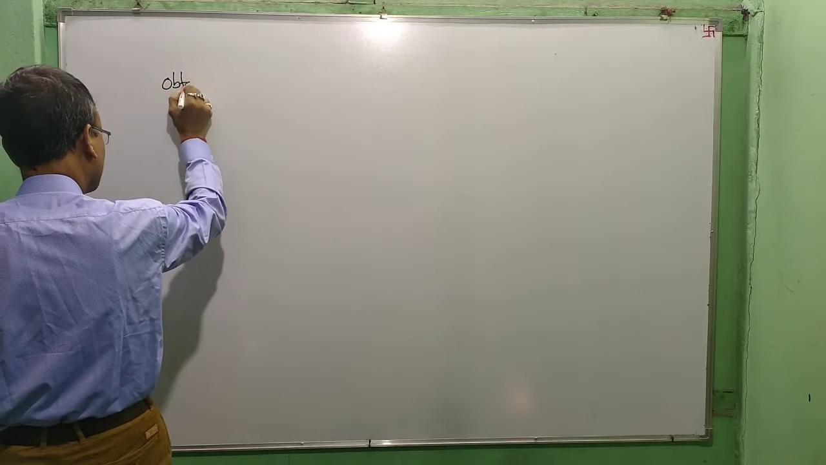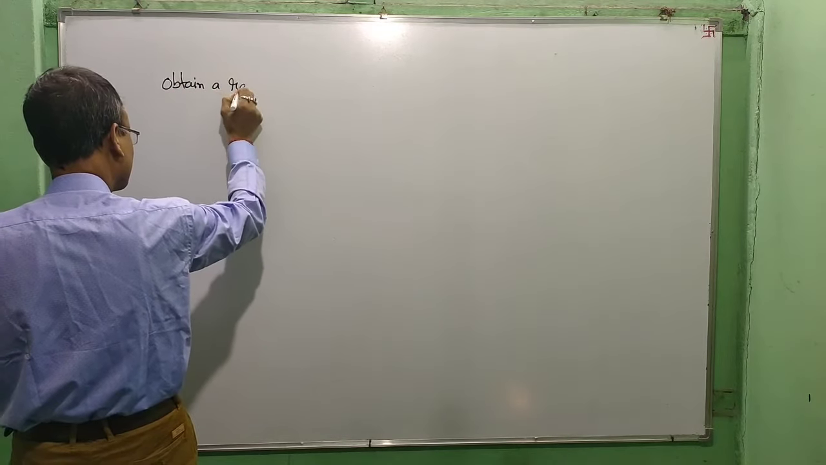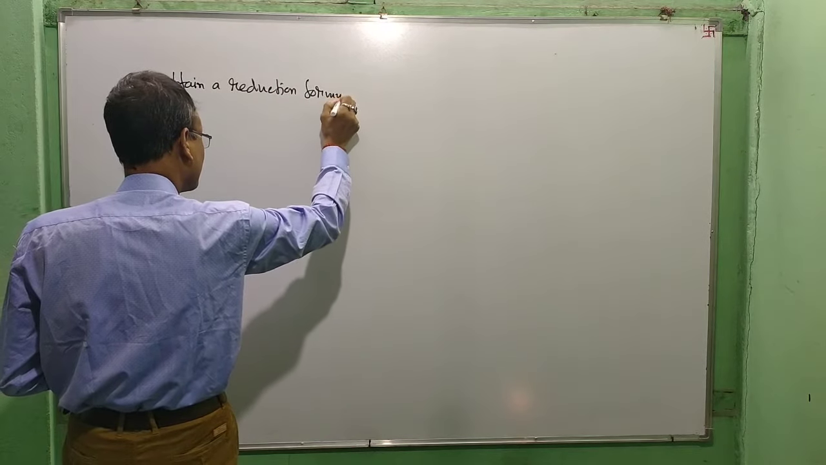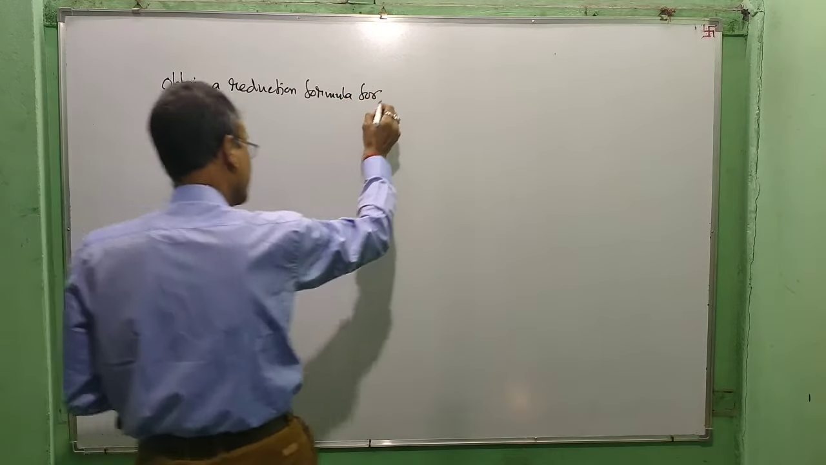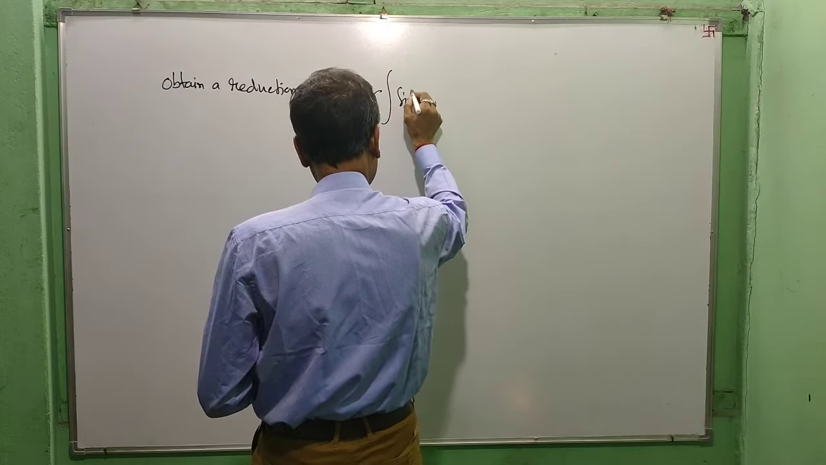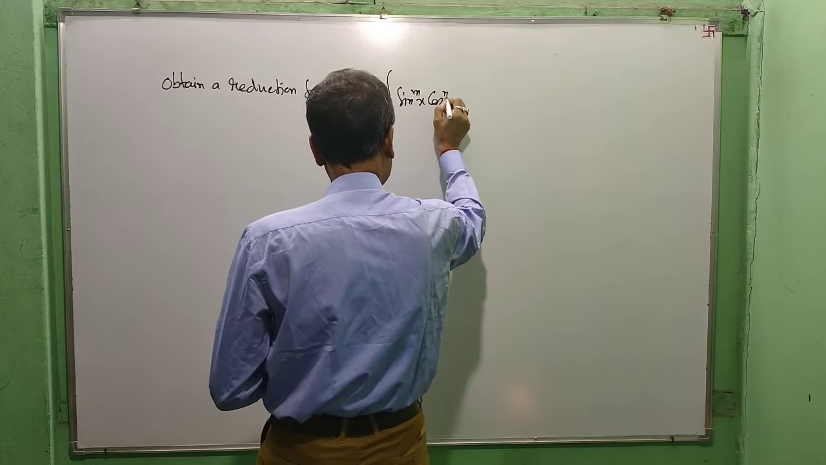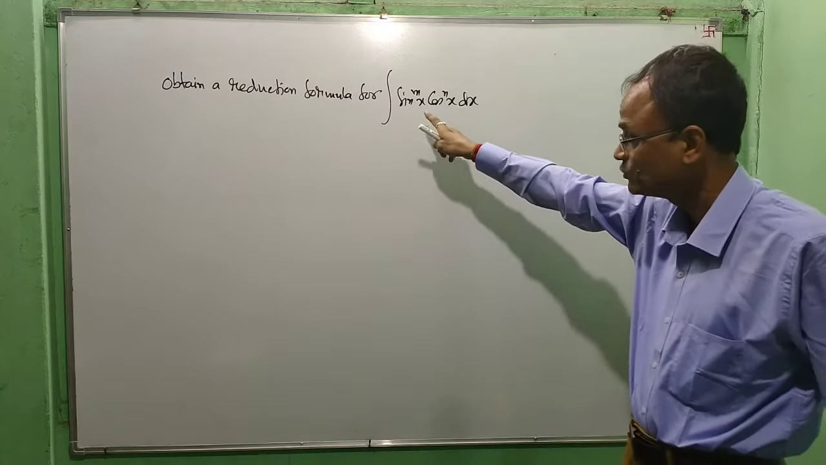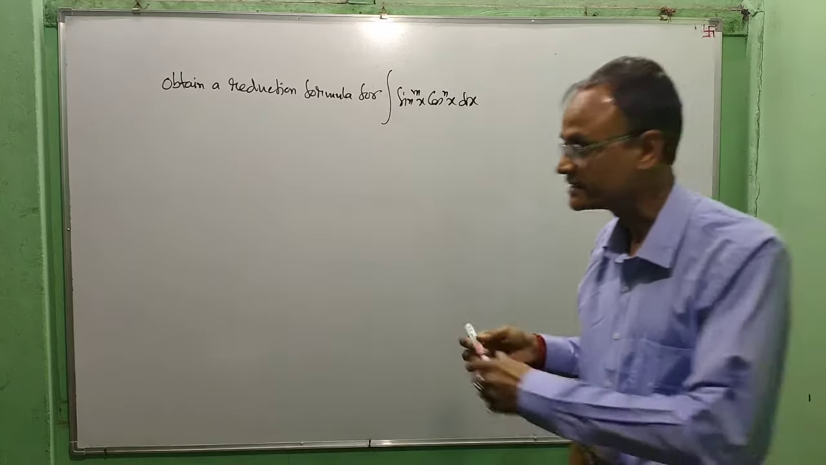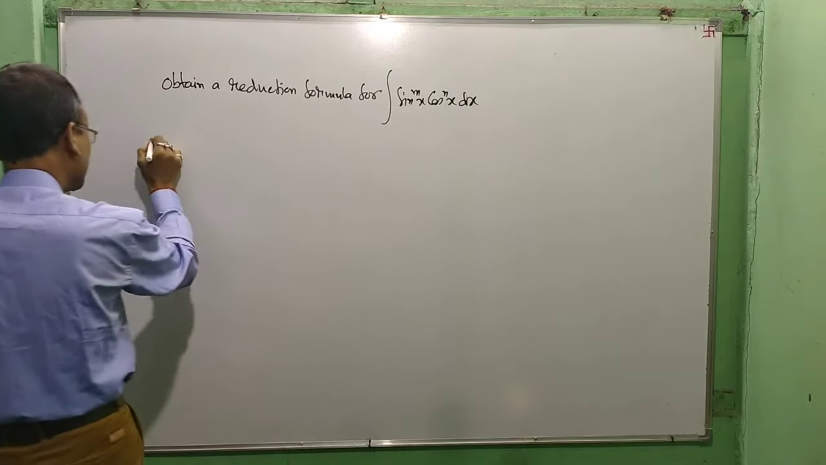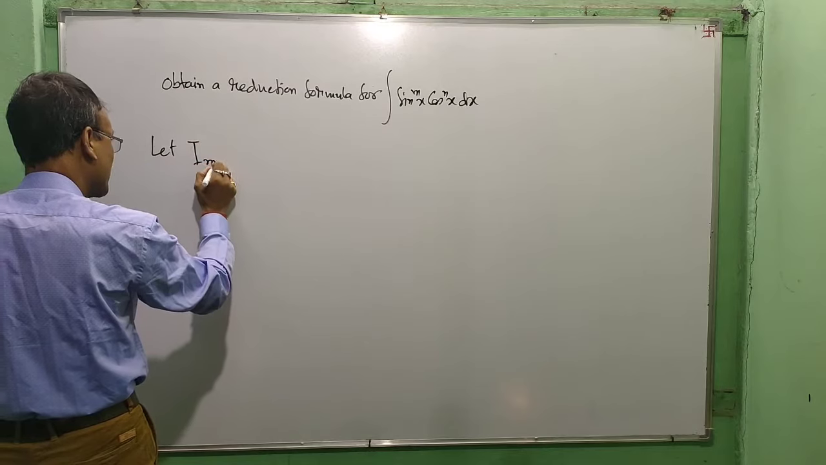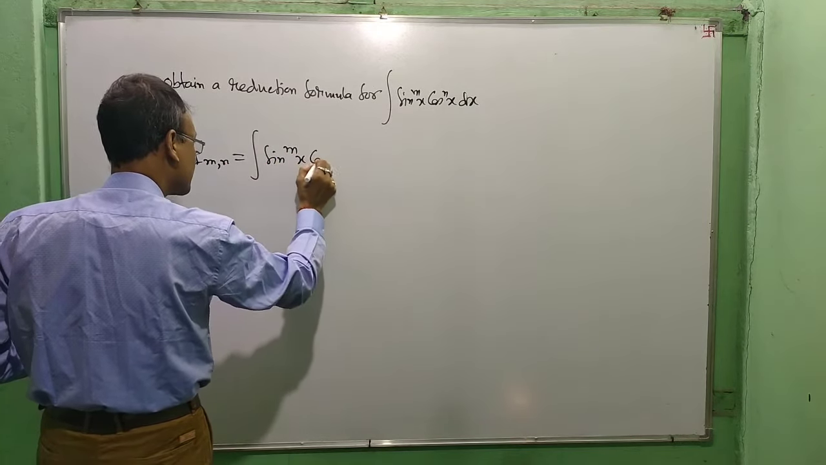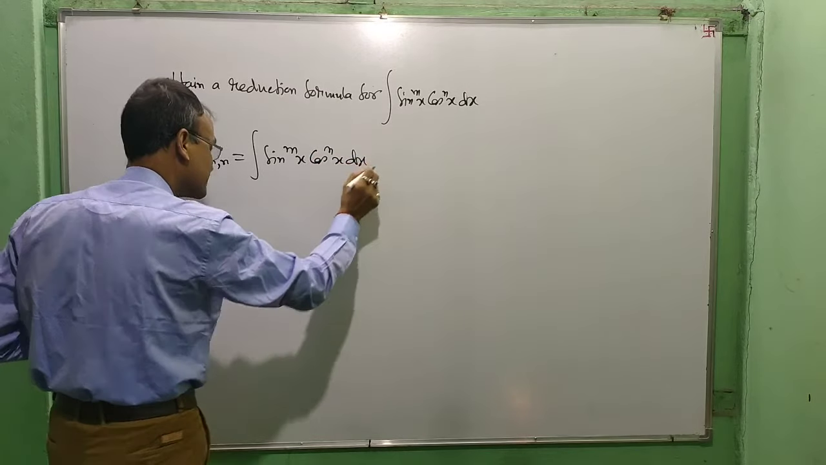Obtain a reduction formula for integration sin to the power m x cos to the power n x. We have to obtain a reduction formula for integration sin to the power m x cos to the power n x. Let I_{m,n} be equal to integration sin to the power m x cos to the power n x dx.